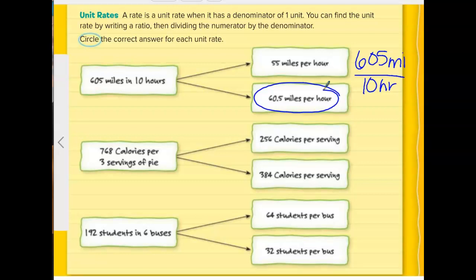Yeah. So Michaela did it fast because she just said, well, I have a 0 here, so I just have to move my decimal once here.